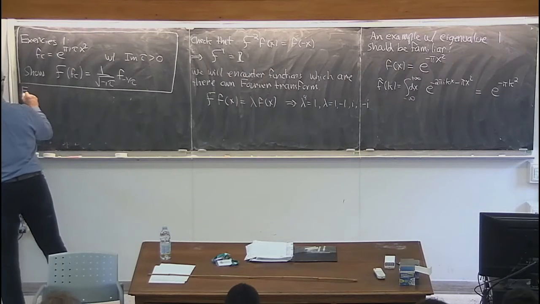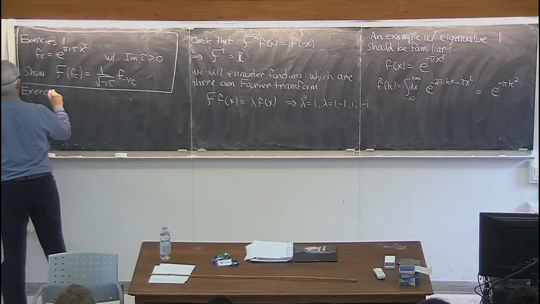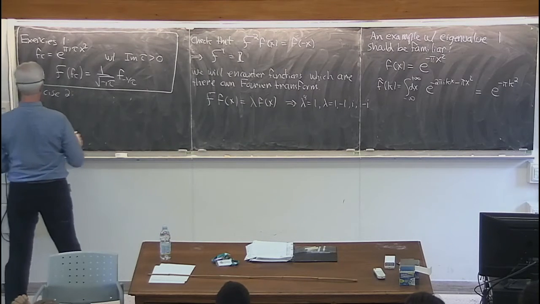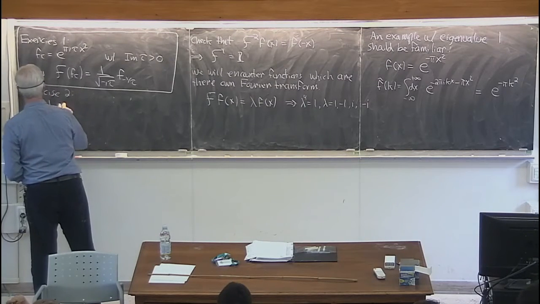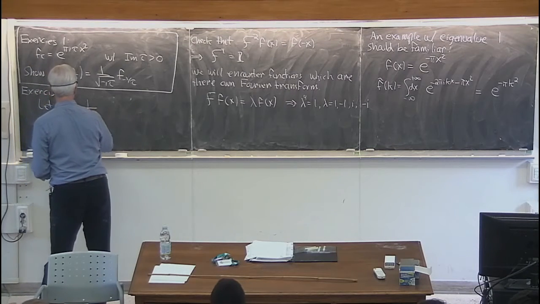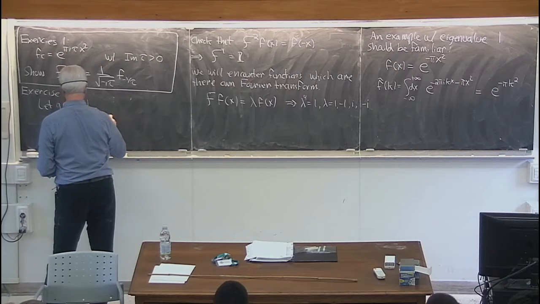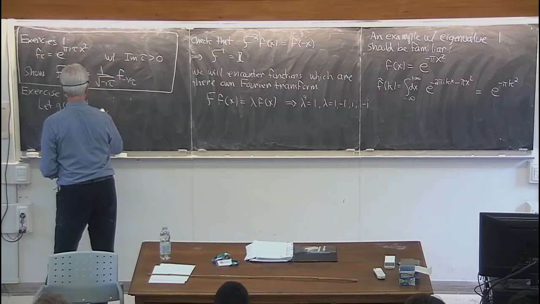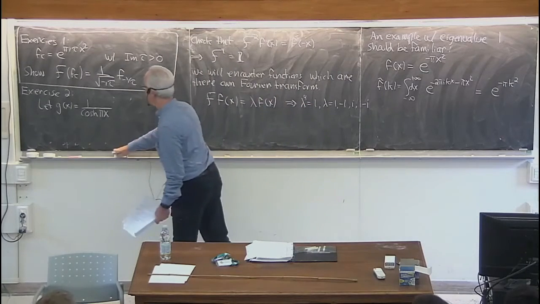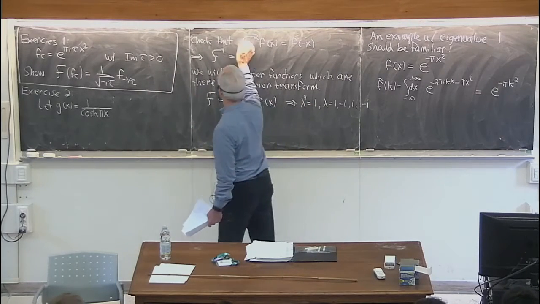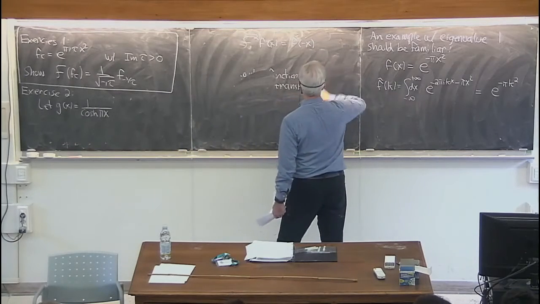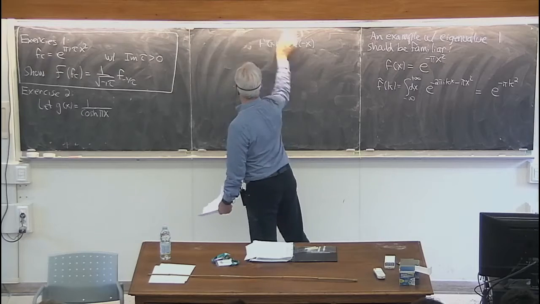Here's another exercise. It's a little bit more involved, but not too bad. And this is a result which we're not going to use until somewhat later when we encounter mock modular forms, and you may not have encountered before. So let g of x be 1 over cosh pi x. This function is also its own Fourier transform.